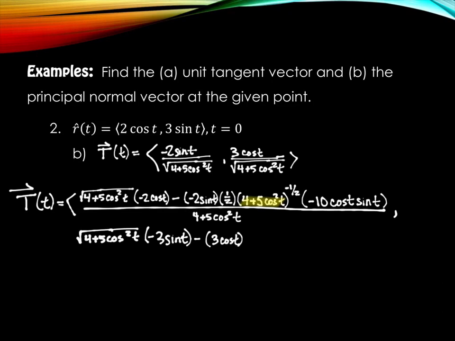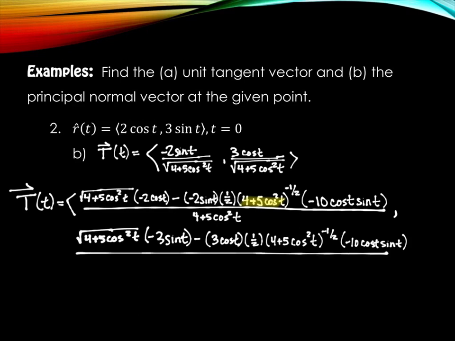And then we already did the next part. It's just writing it down again. So we have one half, 4 plus 5 cosine squared t to the negative one half, times negative 10 cosine t sine t. And all of that, once again, is over the same 4 plus 5 cosine squared t.